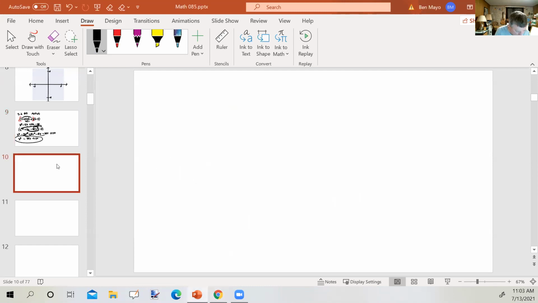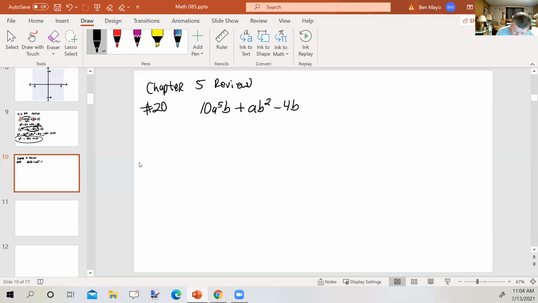All right. This is from the Chapter 5 review, problem number 20. And what we have is a polynomial. Oh, the directions say divide. Do not use negative exponents in the answer. And we have the following division problem: 10 a to the 5th b plus ab squared minus 4b, all over 2a squared b.